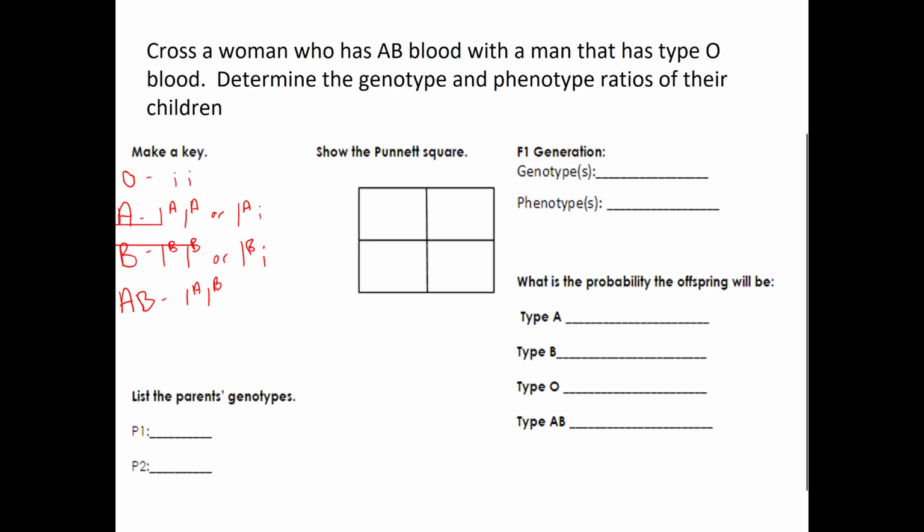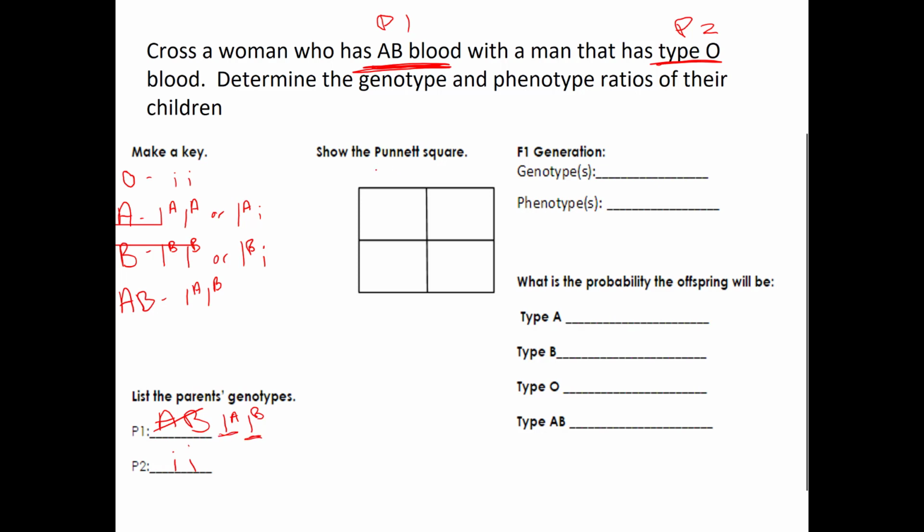All right, so cross a woman who has AB blood type. We're going to underline that. That's our first one. This is parent 1. With a man that has type O, this is parent 2. So parent 1 is AB, but again, we don't write it out as just AB. We have IA, IB. Parent 2 is little i, little i. So again, we have two alleles. This is our first allele, this is our second allele.